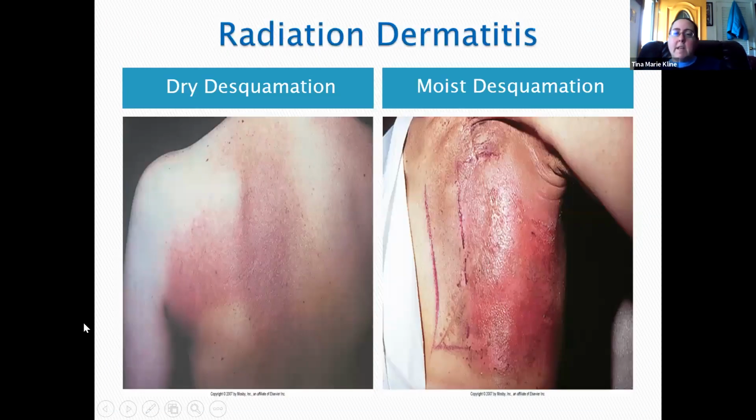All right, so this picture, and this is one that is right off of the pre-class PowerPoint, is just to show you dry desquamation, dry radiation dermatitis, versus the moist. So it will start off as dry. It almost looks like a sunburn, like a little rash, that sort of thing. So for care of that, we're just going to use mild soap and water.